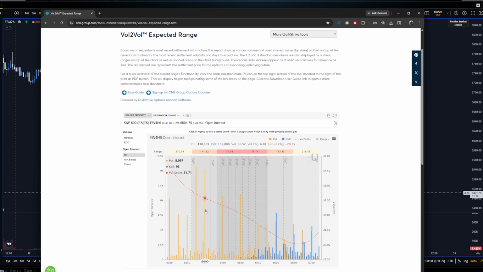6450, 6400. Now 6375. This is a new one that wasn't there. That's the biggest level, so that might be where the market wants to head. Now this isn't like it reaches that level and you take a trade. No, this is just a confluence with our price action.